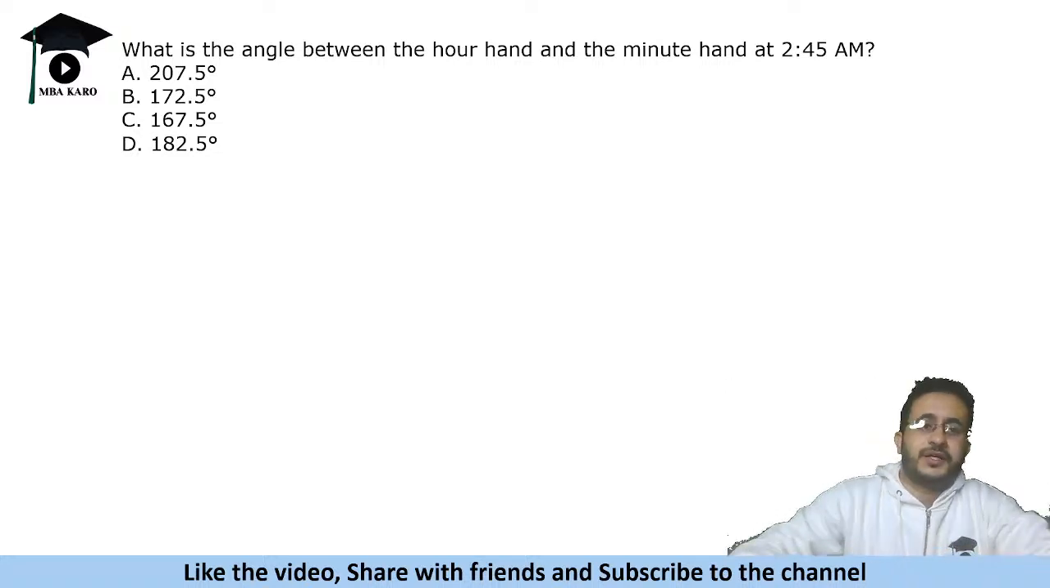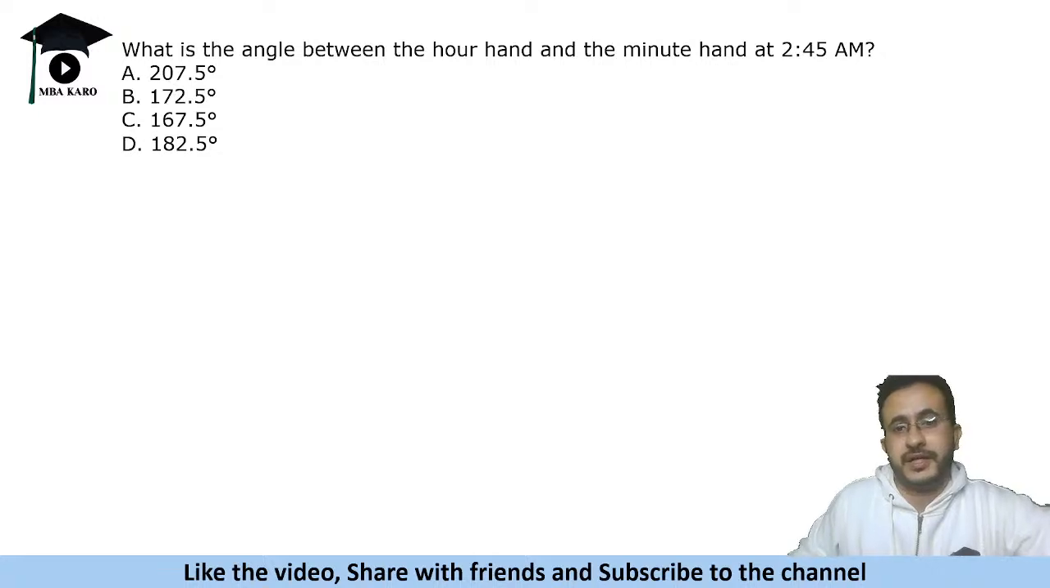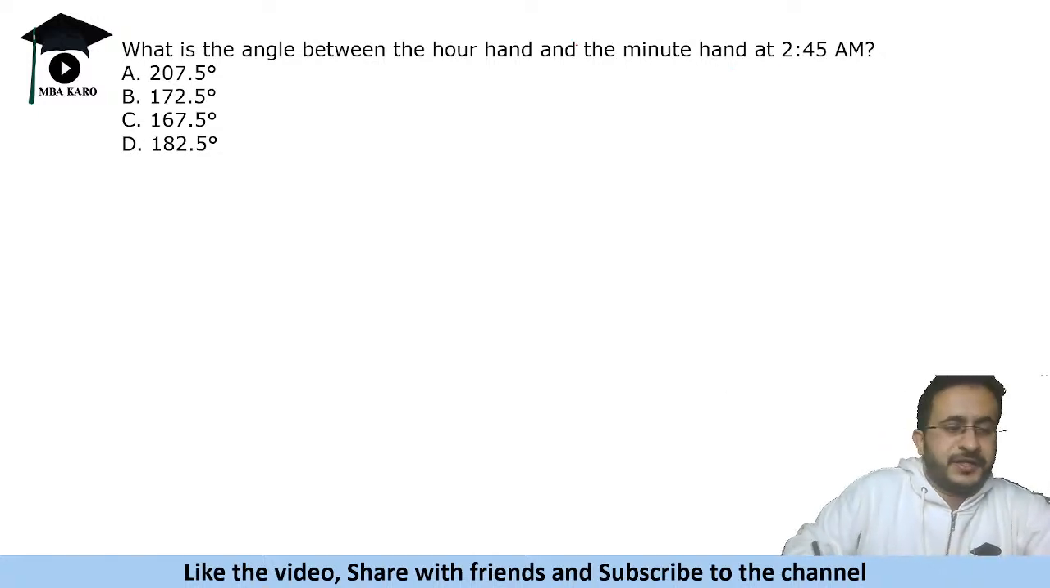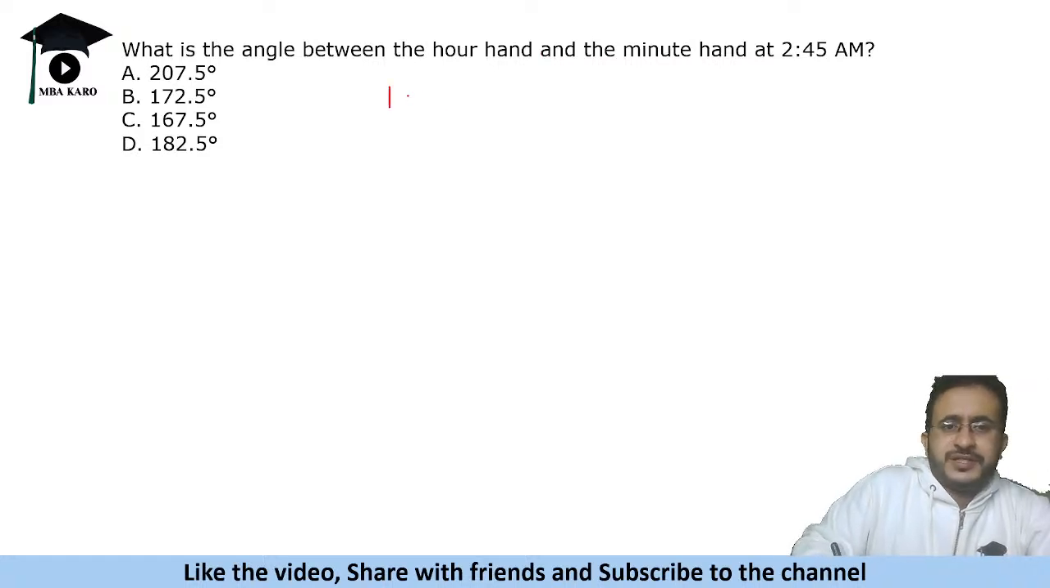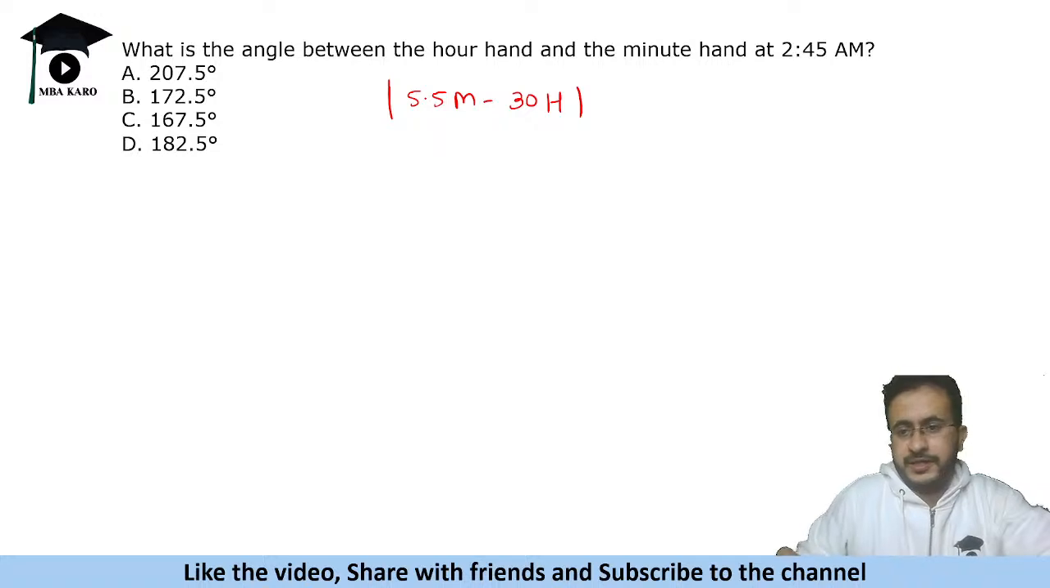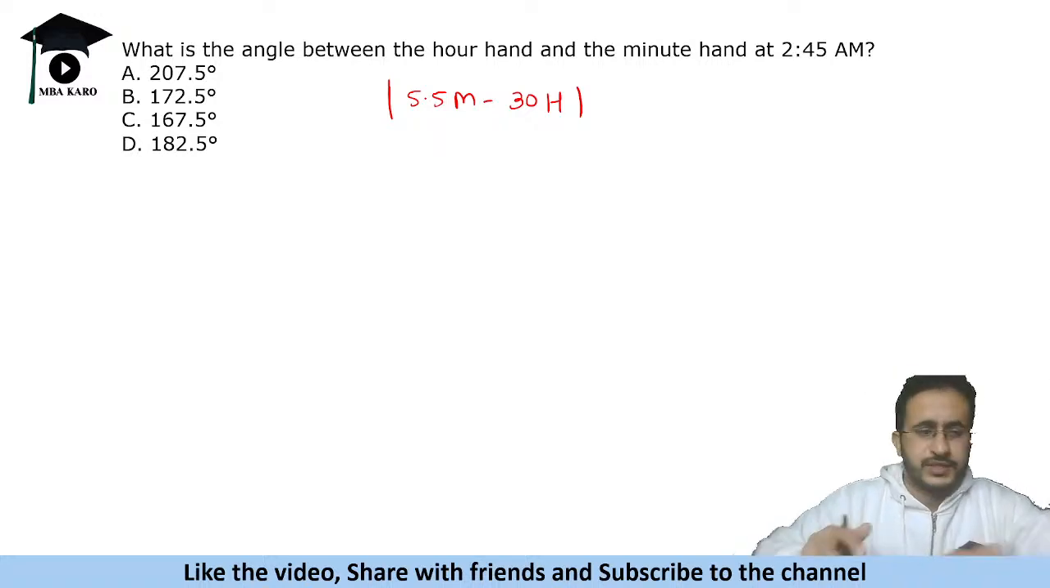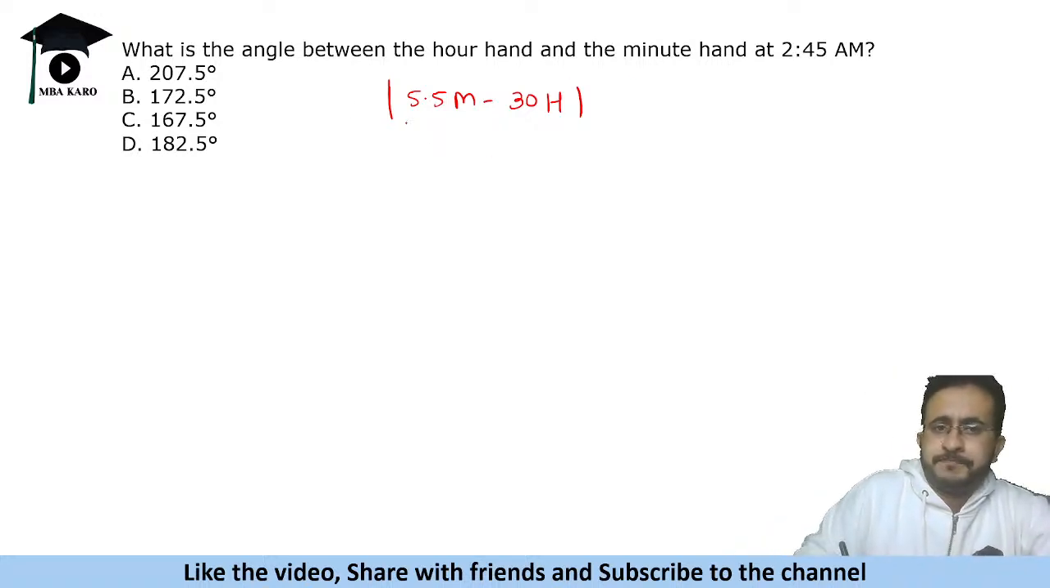So let's see how we find the angle between the hour hand and minute hand. The time given is 2:45 a.m. There is a direct formula which says 5.5 m minus 30 h. The mod of this gives the direct result. So you can write 11 by 2 m. Okay, so this is the direct formula to find the angle, and this is modulus. So in case you get a negative value, you just change it to positive.